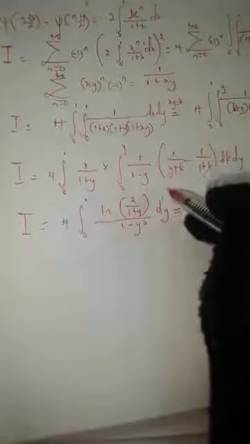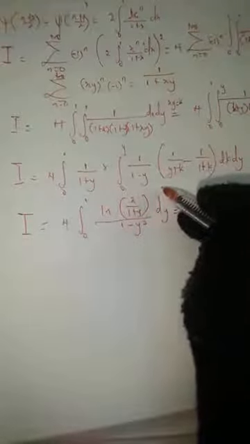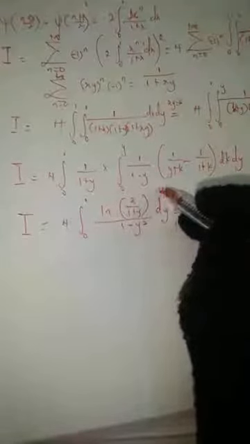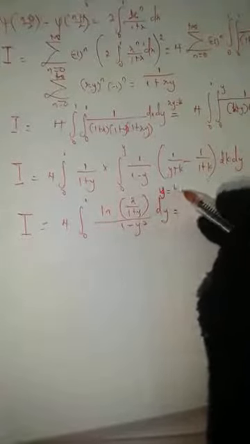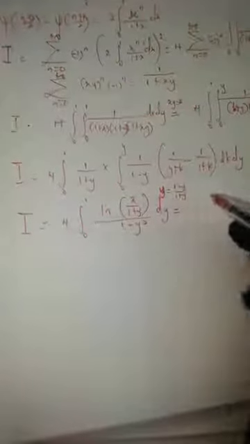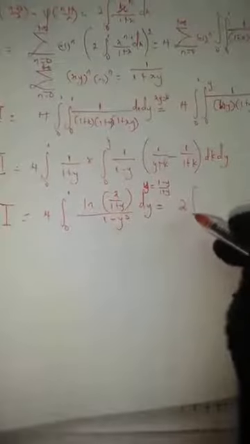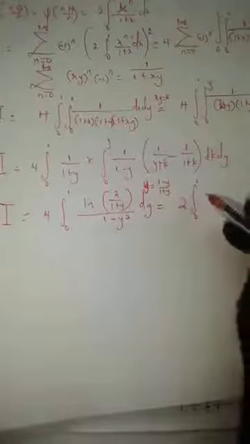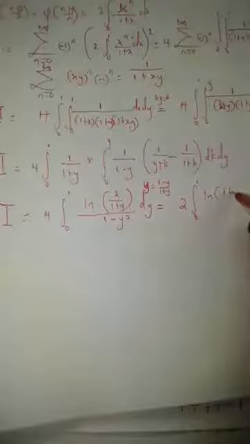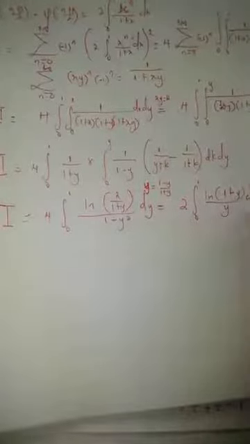And if we take the substitution here, that is saying let y equal to (1 minus y) over (1 plus y) here, this will be transformed to 2 times the integral from 0 to 1 of the natural logarithm of (1 plus y) over y dy.